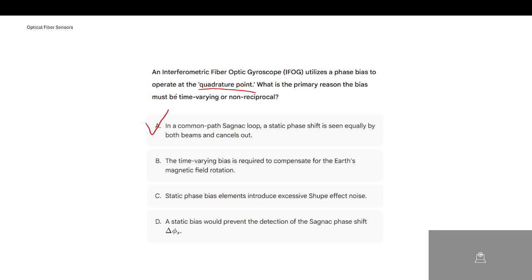Here the correct answer is option A. Why is it so? Because we have already discussed that a reciprocal phase shift affects the clockwise and anti-clockwise beams identically at the quadrature point, necessitating a time varying modulation to create relative phase differences. So that's why it is seen equally by both beams and cancels out.